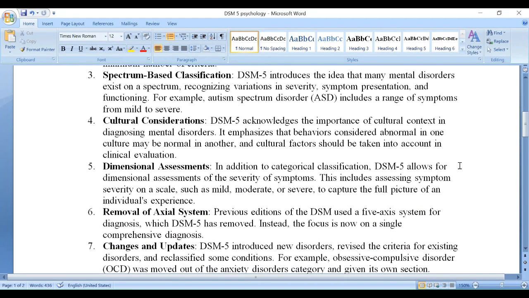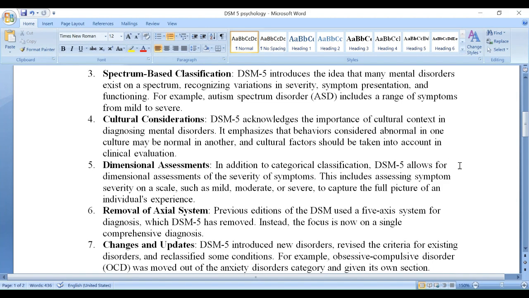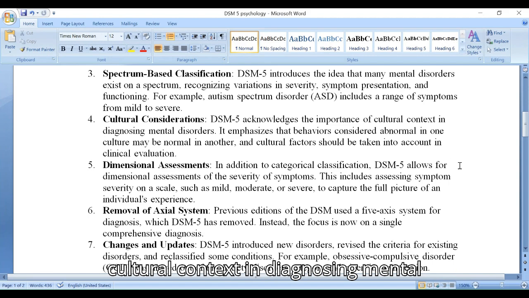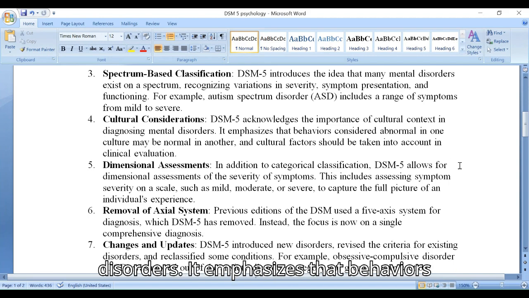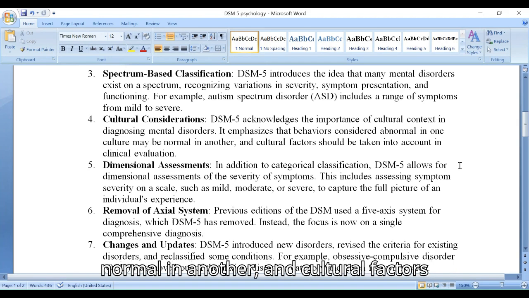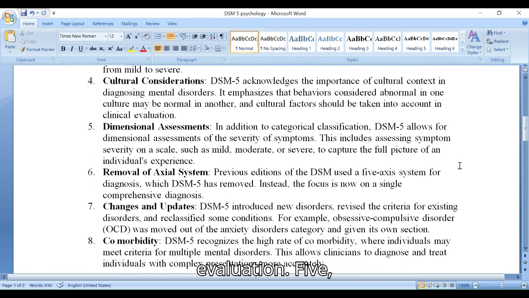4. Cultural considerations. DSM-5 acknowledges the importance of cultural context in diagnosing mental disorders. It emphasizes that behaviors considered abnormal in one culture may be normal in another, and cultural factors should be taken into account in clinical evaluation.